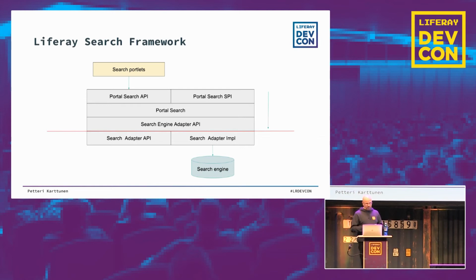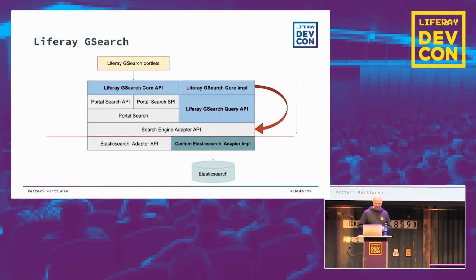How about the architecture? So for the reference, here's the Liferay Search Framework standard architecture. Search portlets there communicate with Portal Search API, which together with Portal Search SPI form the implementation specification for Portal Search layer. And below that we have the Search Engine Adapter API, which is practically the lowest level you can access as developer.